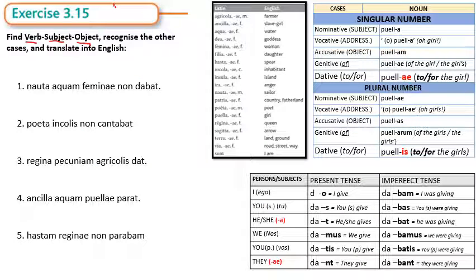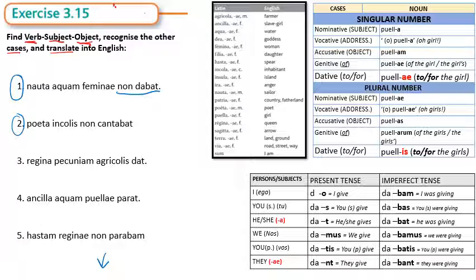In this exercise, 3.15, you need to find the verb, subject, object, recognize the other cases, and then translate into English. And I remind you, you always need to follow these steps. Don't rush into translating first. So I'm going to do number 1 and 2 with you, and then you will do on your own number 3, 4, 5, and then please move on to the next slide because there are another 3 or 4 sentences for you to do.